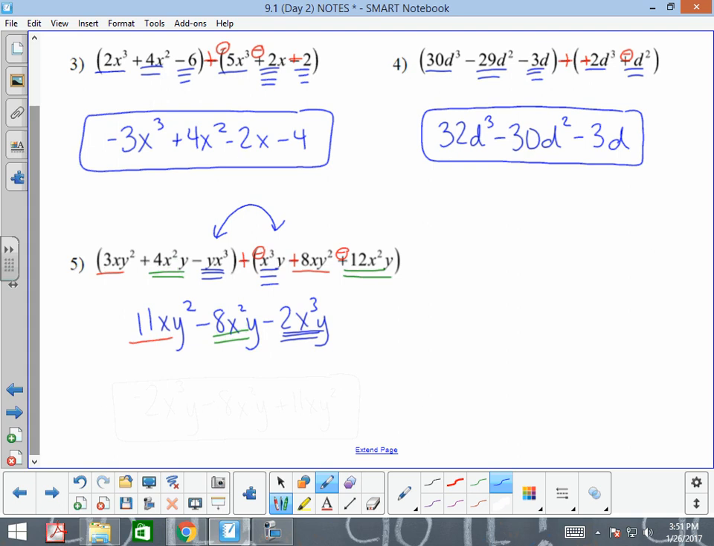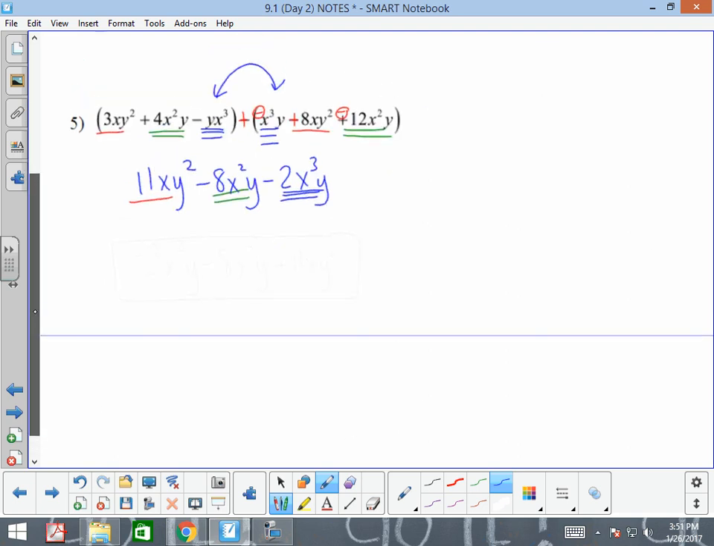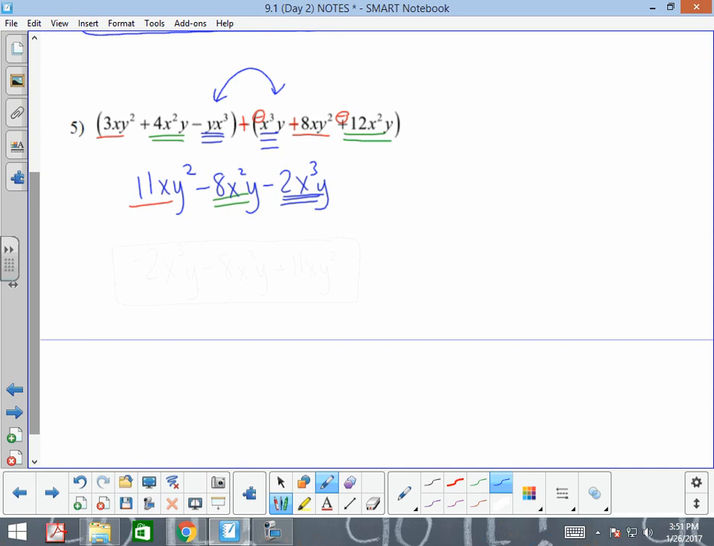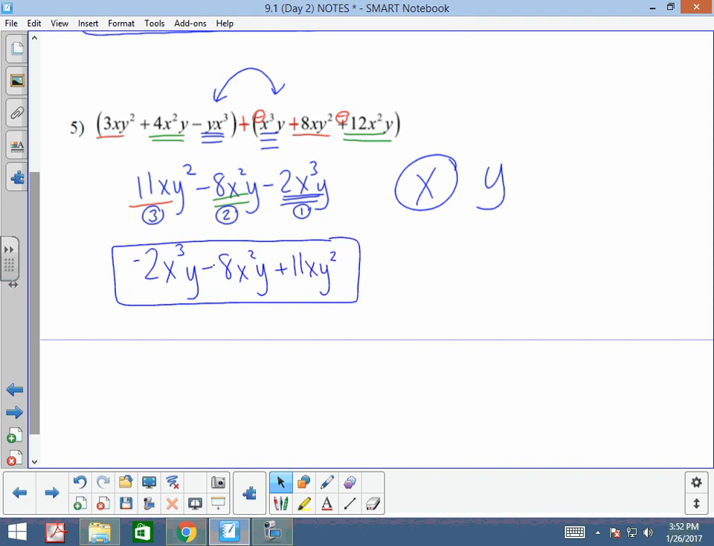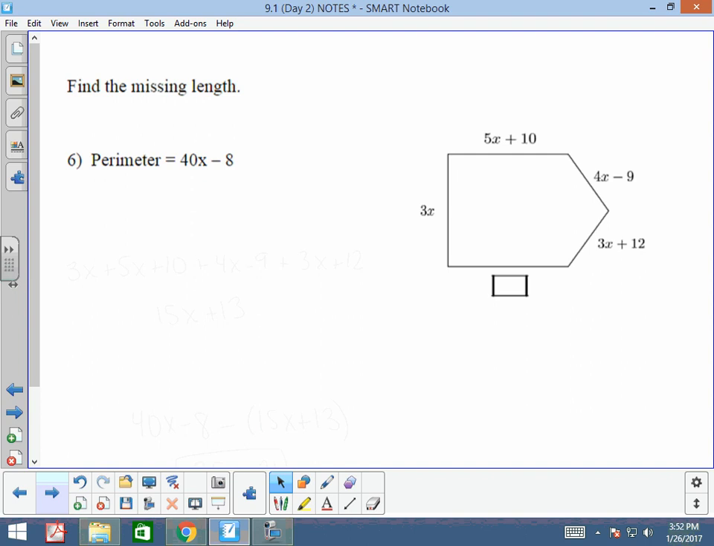All right, so now let's look at how to write this in standard form. So we look at the variable that comes first in the alphabet. X and y, x comes first in the alphabet. So we're going to look at its exponent, its degree. So the x that has the biggest degree or biggest exponent will be the third, x to the third. Then we have x squared, and then we have x to the first. So that's the order we're going to write this in. Negative 2x cubed y minus 8x squared y plus 11x y squared. Okay? All right, let's look at one more example.